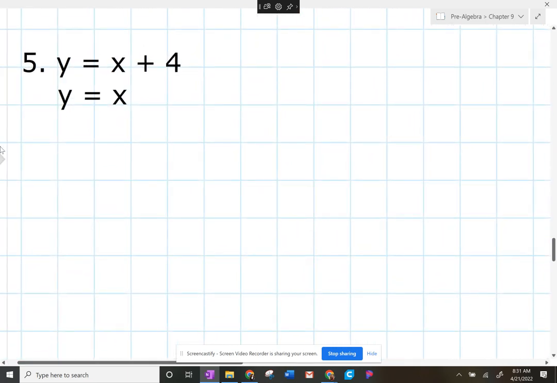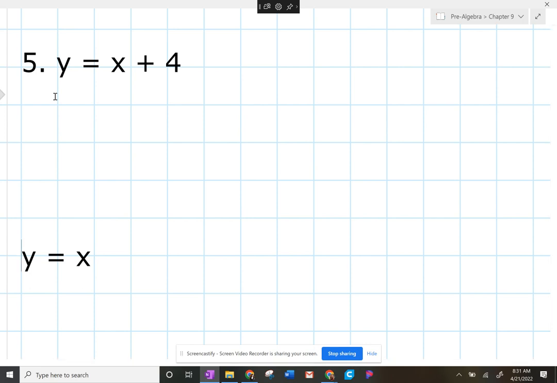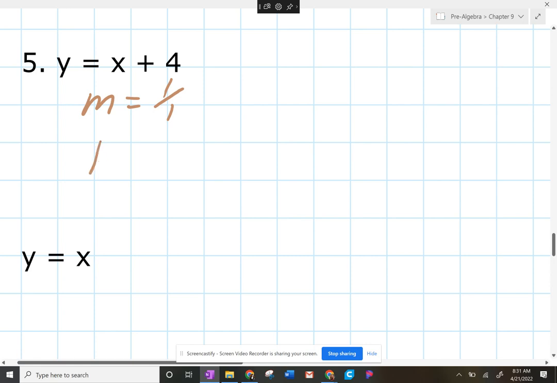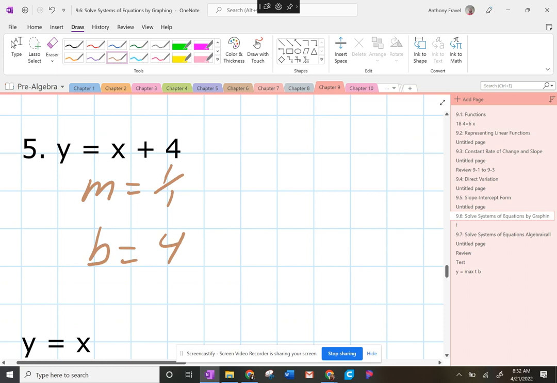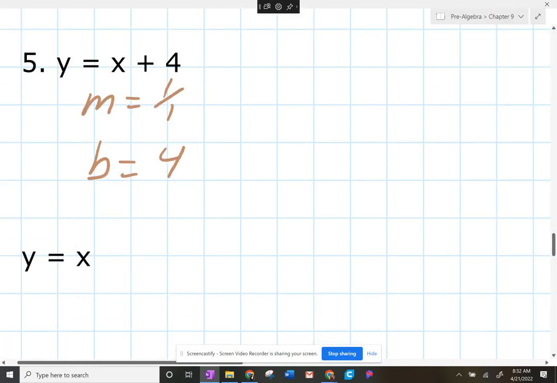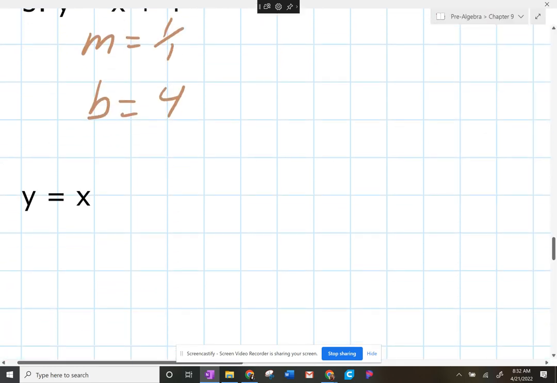Okay, so I've got these two problems right here. You guys have these parts down, so I'm just going to have you tell me. For the top one, y equals x plus 4, what's my slope on that? What's my m value? Love it. 1 over 1. You guys are getting so much quicker, more confident with that, and I love it. What's my b value? 4. Okay. I'll do the second one while I'm at it. This next one, I've got y equals x. For this one, what's my m value? 1 over 1. What's my b value? 0. Man, I love it.